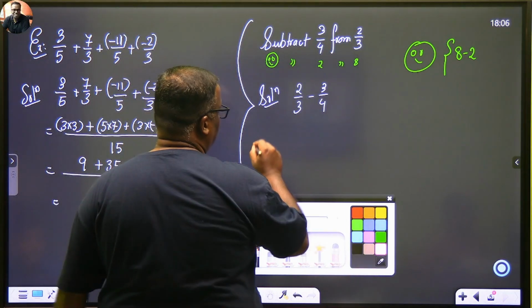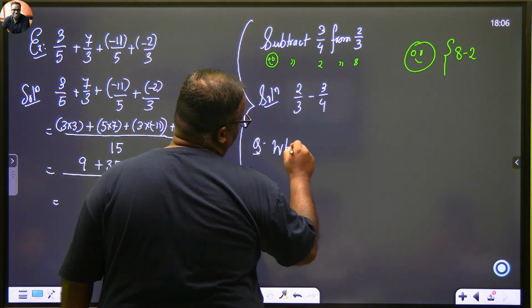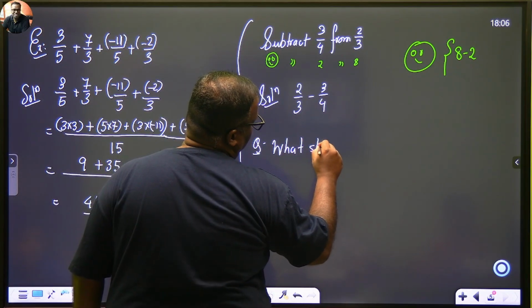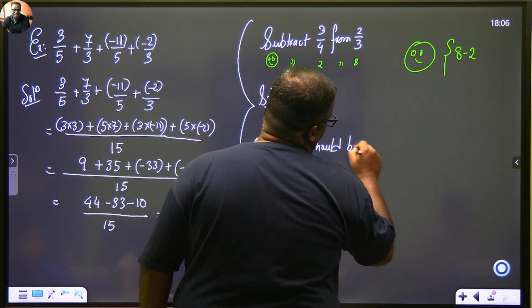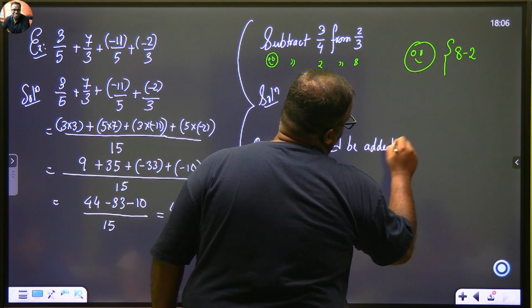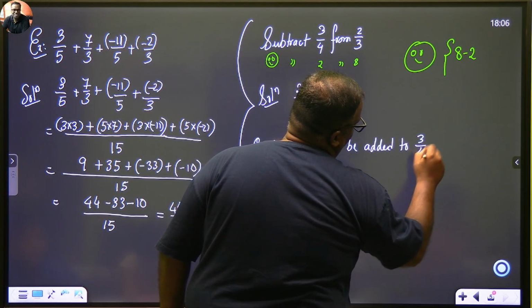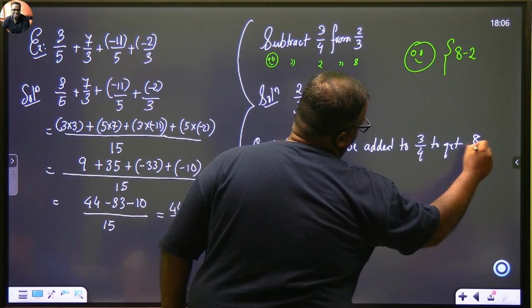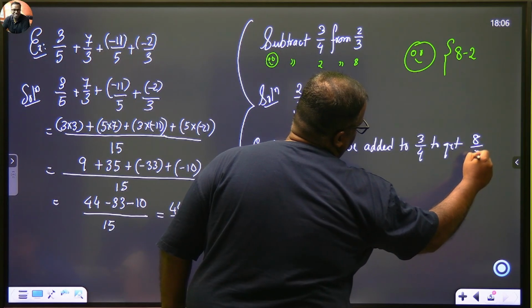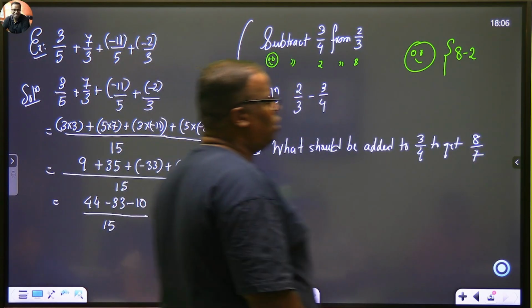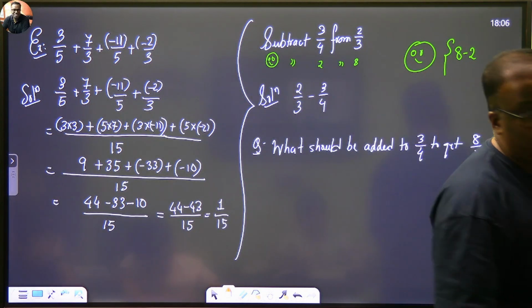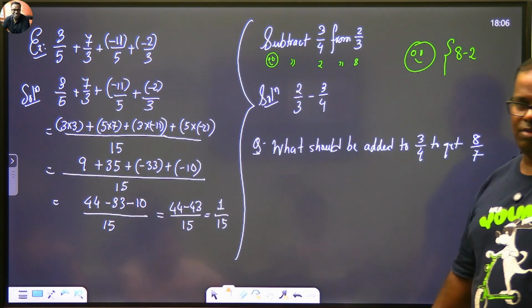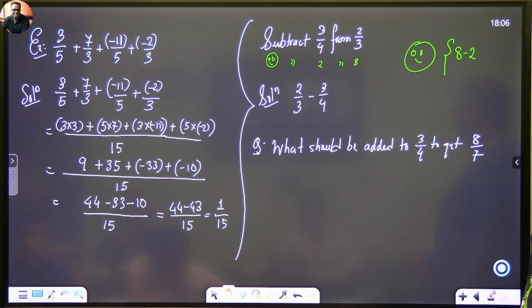See, again, English. What should be added to, say, 3 by 4 to get, say, 8 by 7? Somebody's given a question. What should be added to 3 by 4 to get 8 by 7? x plus 3 by 4.